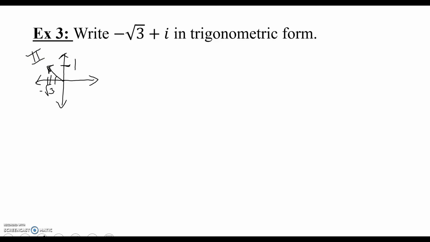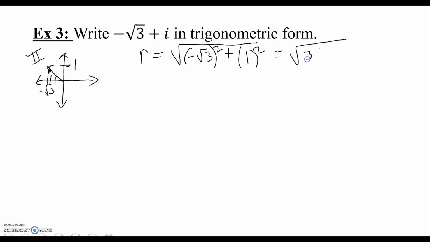So then the next thing we will do is find R. R is equal to the square root of x, so negative square root of 3 squared, plus y squared, which in this case is 1. There's no number in front of i, but there's an understood 1 there. So negative square root of 3 squared is 3. 1 squared is 1, so you get the square root of 4, which is equal to 2. So your R here is 2, which is the length of that vector.